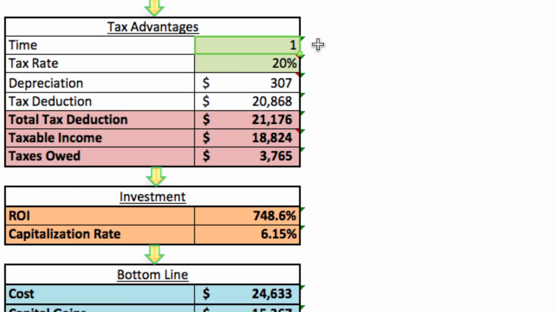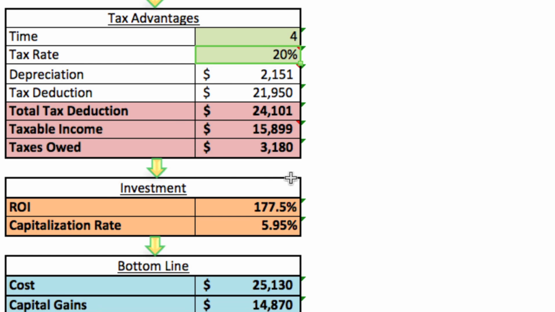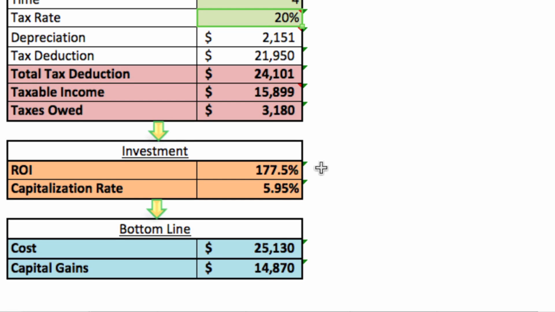Here, the time indicates the amount of time that you would assume you're going to hold on to the property before you sell it. Let's say it's 4 months. Here you have the tax rate. I'll just leave that at 20%. And here you have the tax information. Now, moving on down to the investment box.